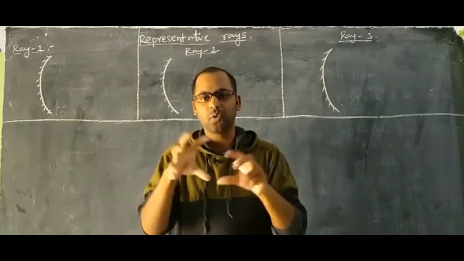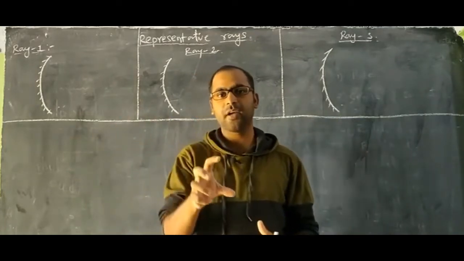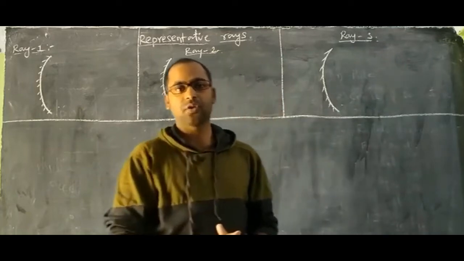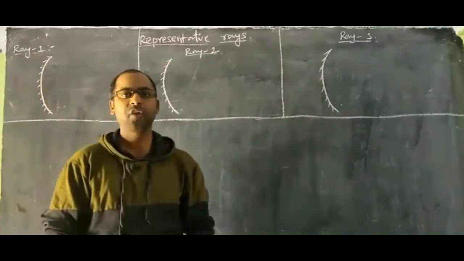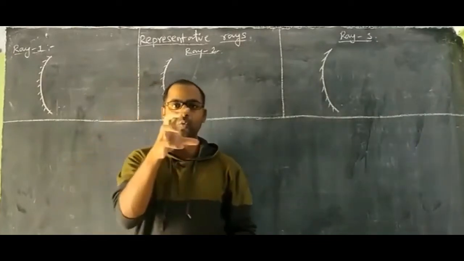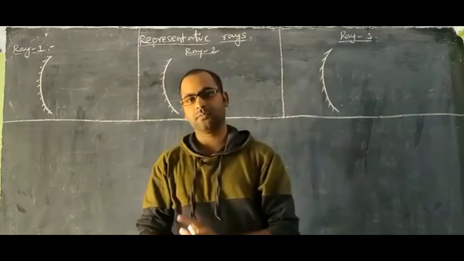Yes, we cannot do that activity every time. So that is why we should follow some rules. We have some rules, that means we have some representative rays, to find out the image position based on the object position.